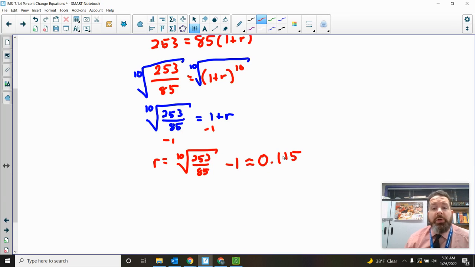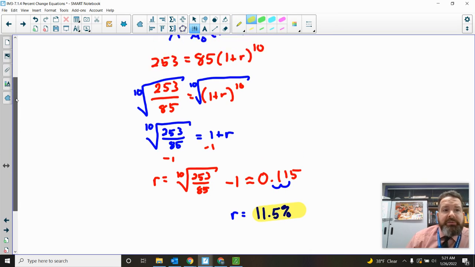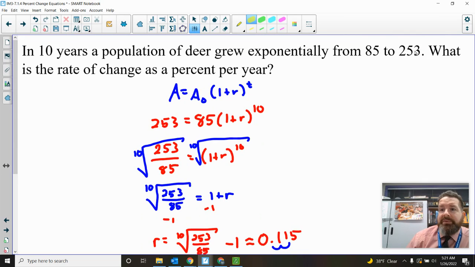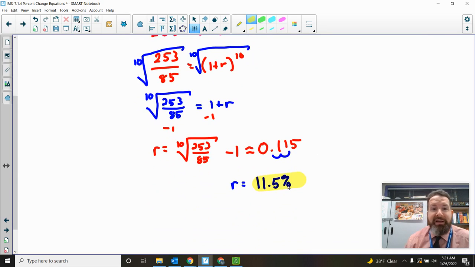So it's about 0.115. Remember, this is our percentage change as a decimal. So to answer the question, what's the percent change? Move that decimal back. So the rate of change is about 11.5% each year. So interpretation, in order to go from this amount to this amount, growing by the same percent each year over 10 years, you've got to grow at a rate of about 11.5%.